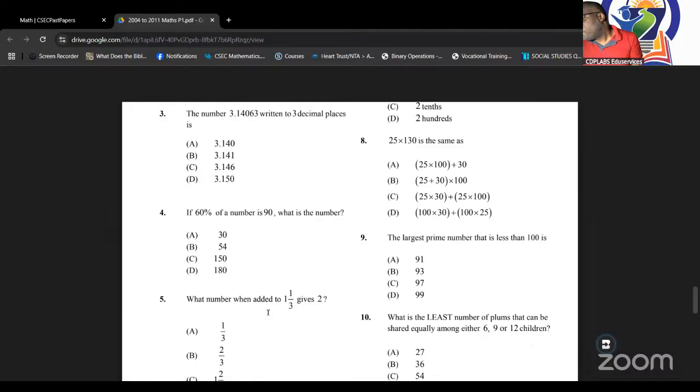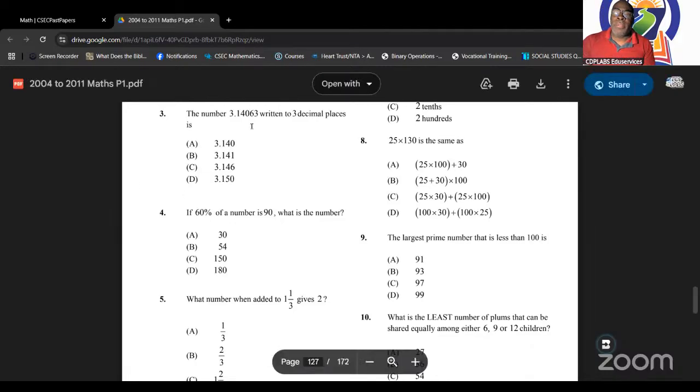Now, that's a very good question. So if 60% of the number is 90, what is that number? Now, there's a little secret to this question. Just a minute here, please.